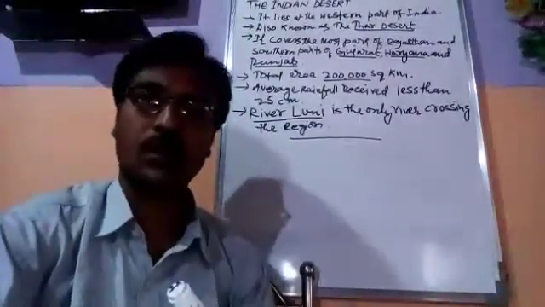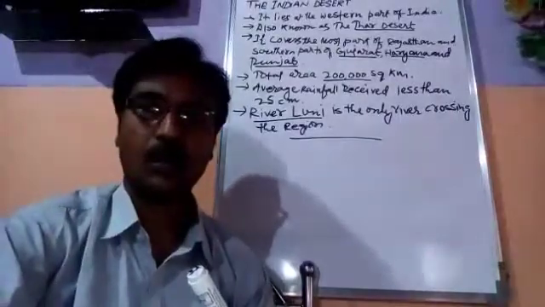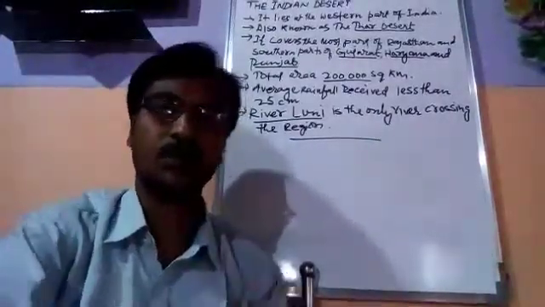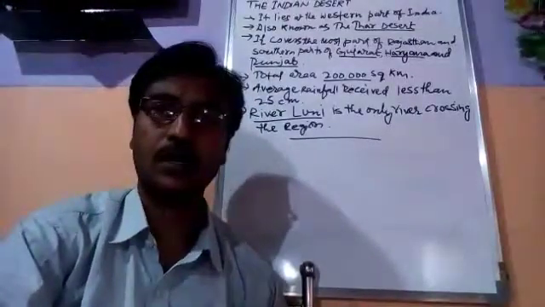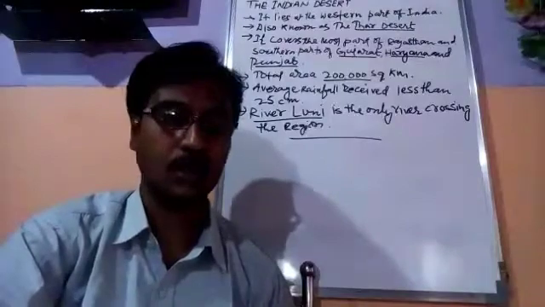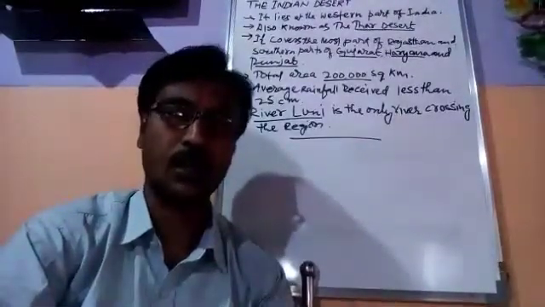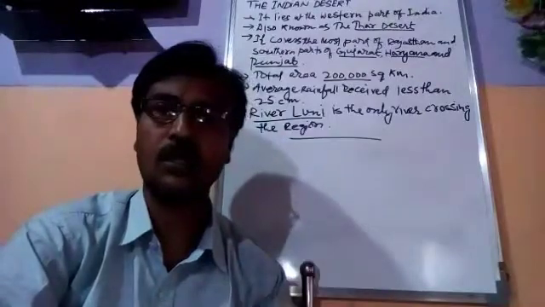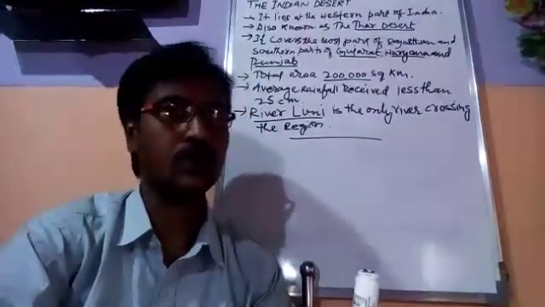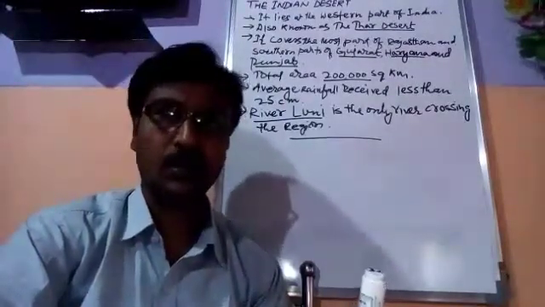Therefore, the cultivation is very difficult and very less in this part of India because of the less rainfall, and the evaporation is high, and therefore the alkaline in the soil or the salt in the soil is high. Therefore, cultivation is very less done at present.